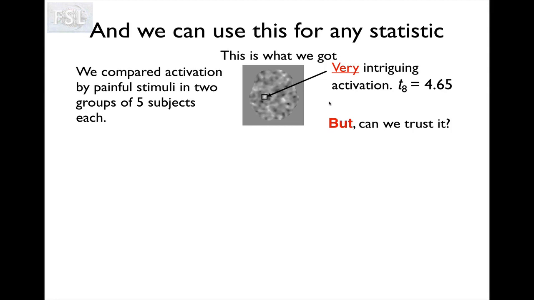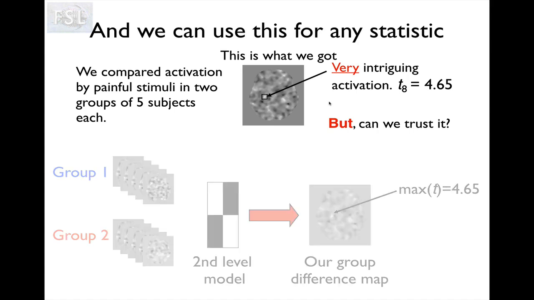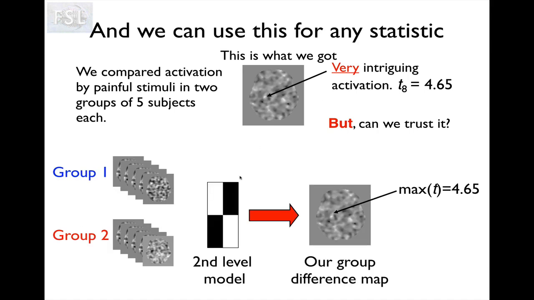And in order to find out if we can trust it, we simply do the same thing as we did in the univariate example now. So this was the original model, group 1, group 2, the second level model. We have a group difference map, and we found a maximum t-statistic, i.e. the highest t-statistic anywhere in the image was 4.65.